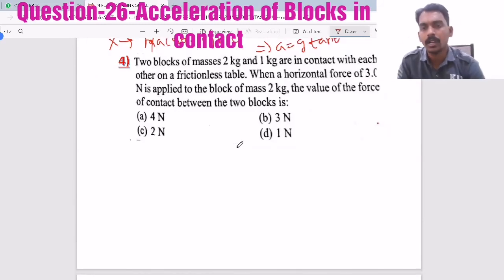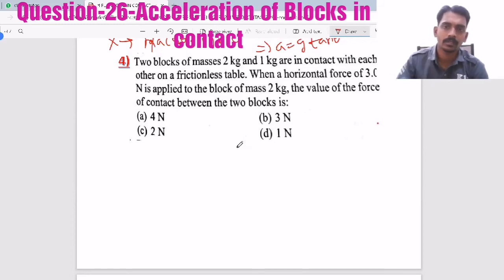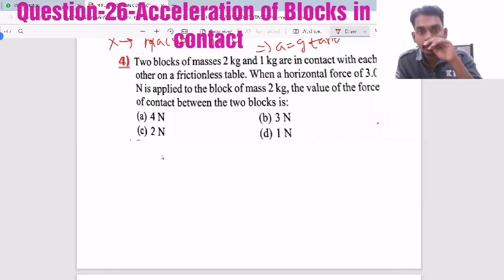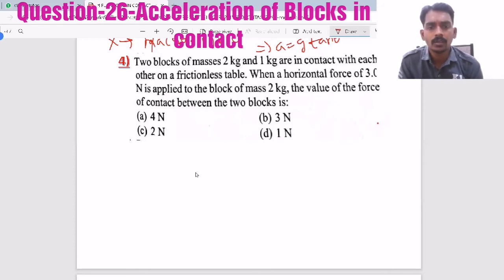Sometimes based on that formula, a direct question also they can ask. Now here they have not given any diagram, they have just given the question. You need to understand, and if needed, you need to draw the diagram also. Two blocks of masses 2 kg and 1 kg are in contact with each other on a frictionless table. When a horizontal force of 3 Newton is applied to the block of mass 2 kg, find the value of the force of contact between the two blocks.